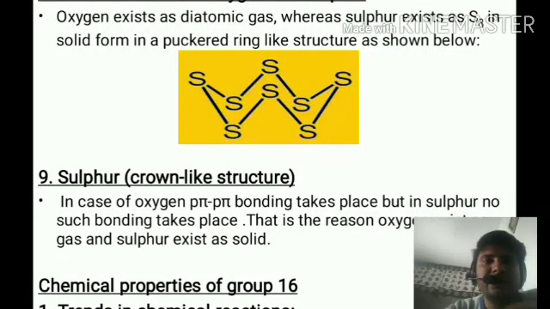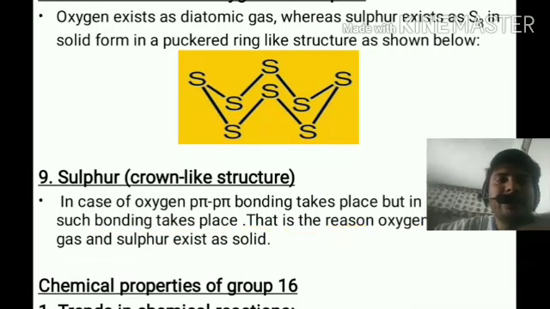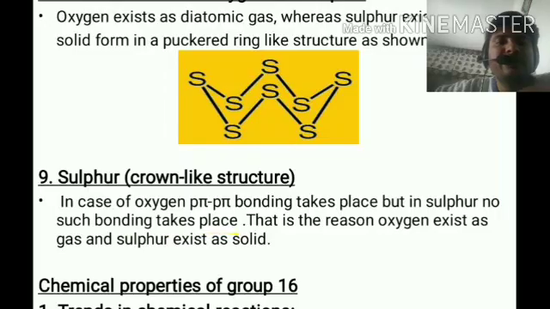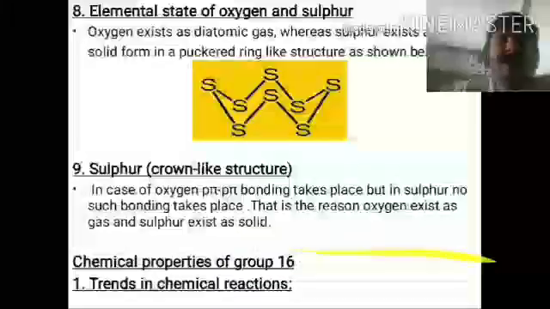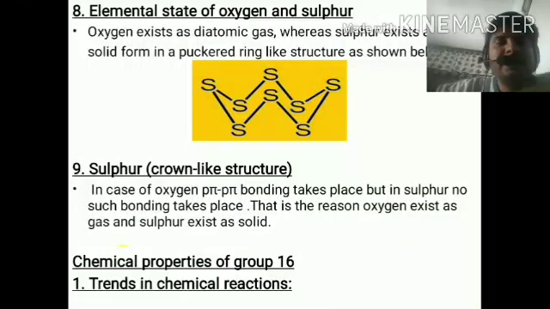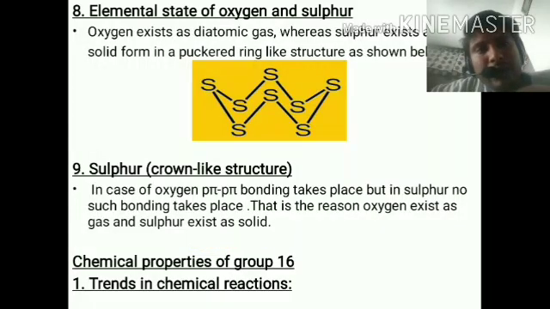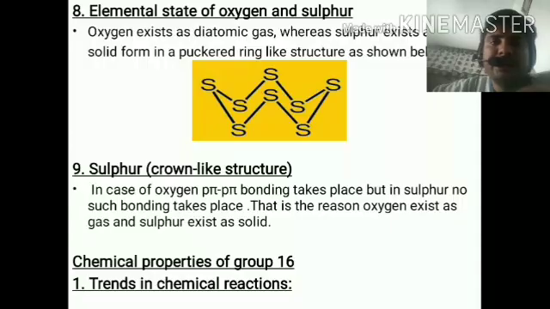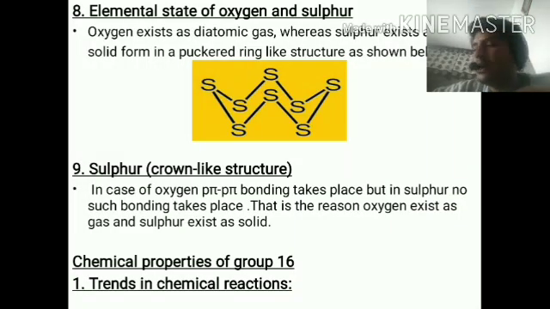Now the sulfur crown-like structure. Sulfur is found in the form of S8. In the case of oxygen, p pi-p pi bonding takes place, but in sulfur no such bonding takes place. That is the reason oxygen exists as a gas, but sulfur exists as a solid. Sulfur forms d pi-p pi bonds, but oxygen forms p pi bonds. That's why sulfur is found in the crown, solid shape, and oxygen is found as a gas.